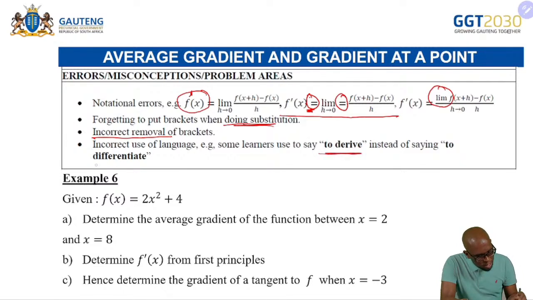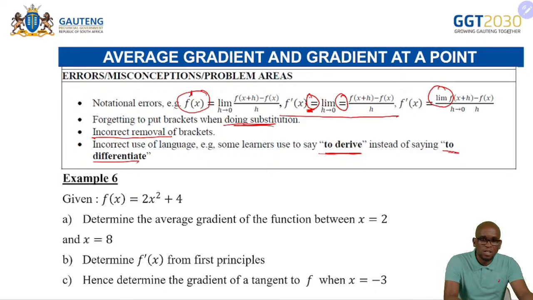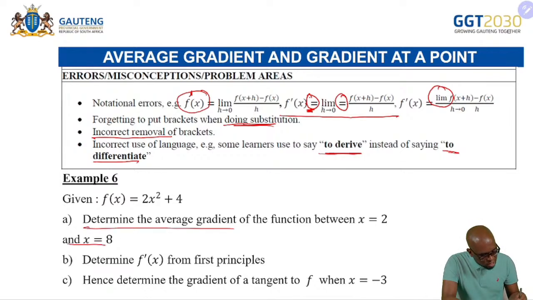And use the word derive as compared to differentiate. To derive an equation would be taking an equation and forming a new equation from some other equation. But to differentiate is finding the derivative of that function by using the laws or rules of differentiation. Now if you look at example 6, determine the average gradient. I'm not going to do that. And then determine this from first principles, that I'm going to do.